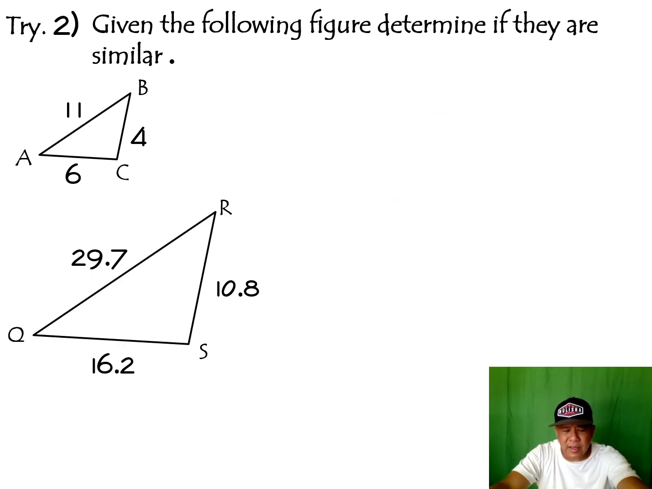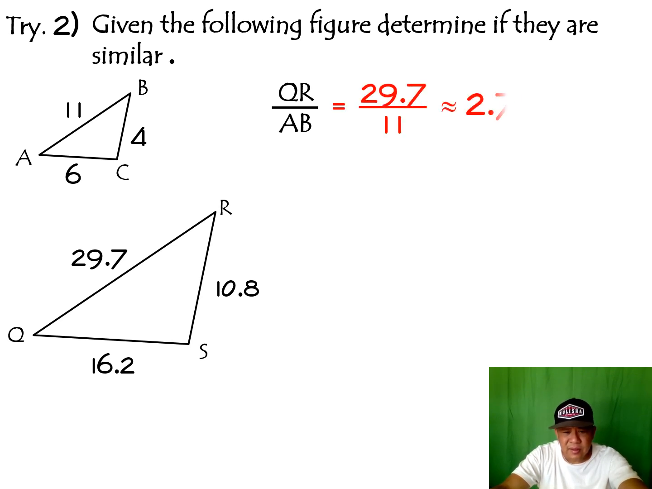So let's take a look at this figure here. First of all, we have to compare all the sides. So let's first take a look at the upper left side. We're going to compare QR to AB. That's going to be 29.7 to 11. And that ratio comes out to 2.7 if you divide it.